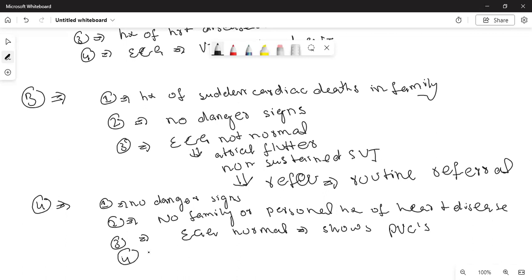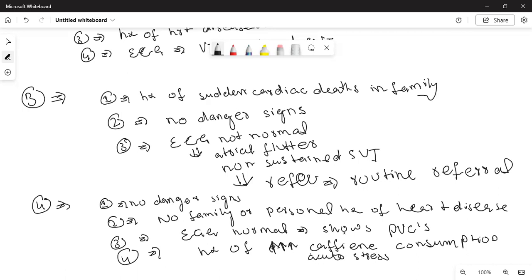And the fourth point is there is history of excessive caffeine consumption or acute stress. No, acute stress. For example, an exam or an interview. All right, so these patients, what you are going to do, you are going to reassure them and advise lifestyle modifications. No need to admit, no need to refer. Okay, so you will ask them to decrease their caffeine consumption. You will ask them to do some relaxation techniques. Okay, but no need to send them anywhere.